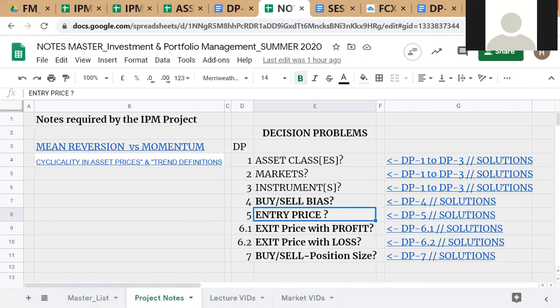Somebody's audio is not muted actually, so there's noise coming from there. All right. Just make sure you have your audio on mute, everybody.